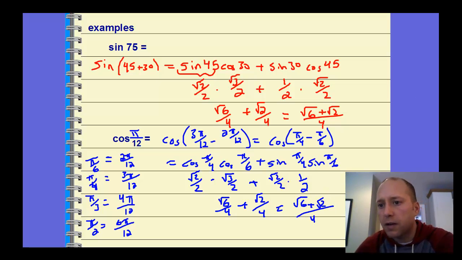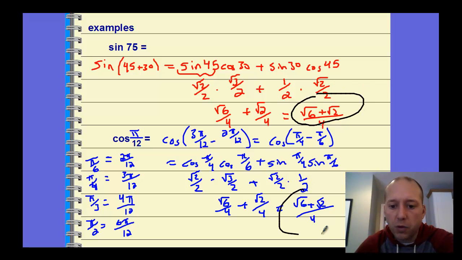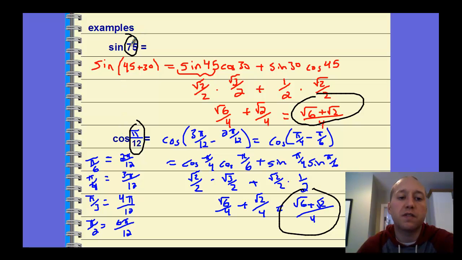Well, gee, look at that. Do you notice that these are the same? A better question is, why are they the same? Why is the cosine of pi 12 the same as the sine of 75? Why would those be the same? So think about that. I'll talk about it in class, kind of good connections to some of our previous work.